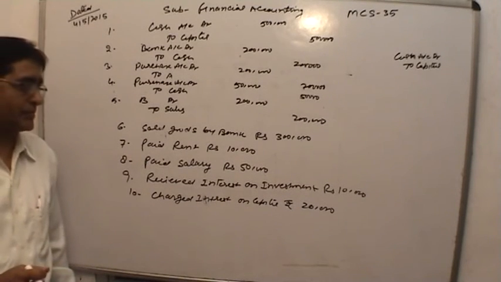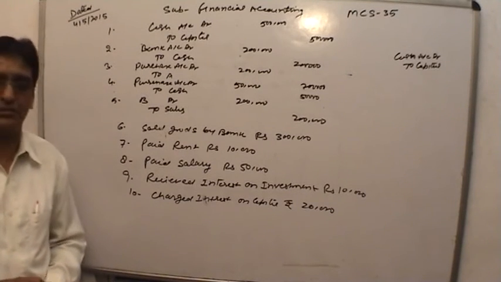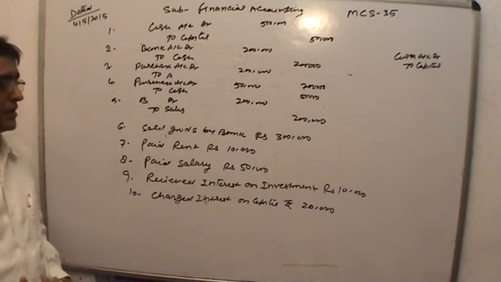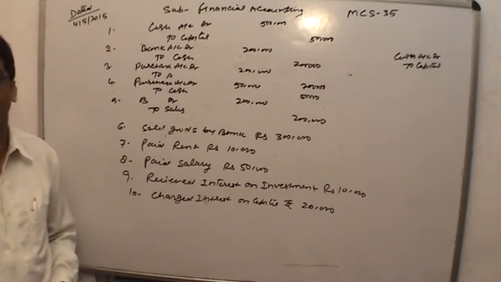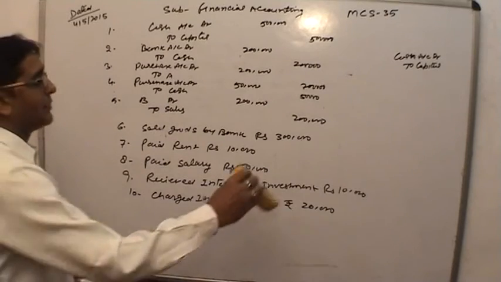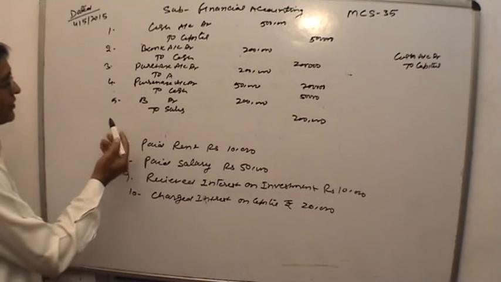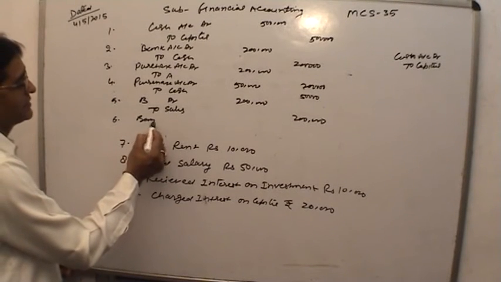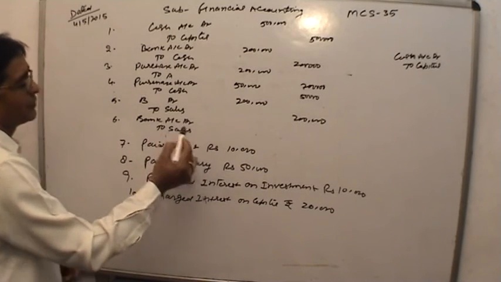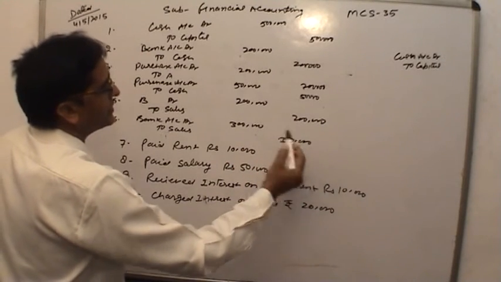Then sold goods by bank rupees 3 lakhs. In this case we have sold the goods and goods go out from us and we receive the money in the form of bank. Therefore bank account debit to sales account. Bank account debit to sales by rupees 3 lakh, and here also rupees 3 lakh.